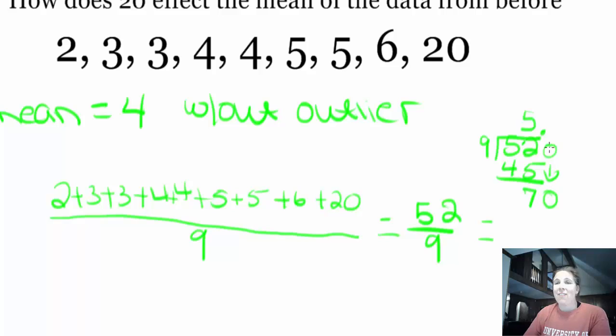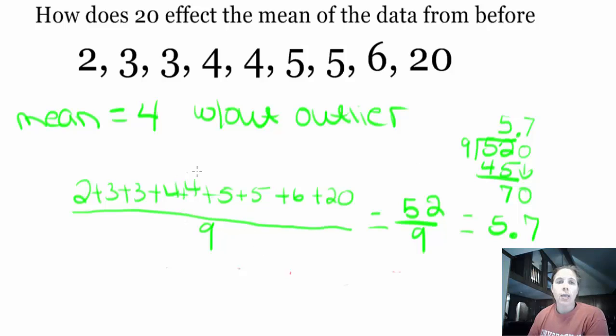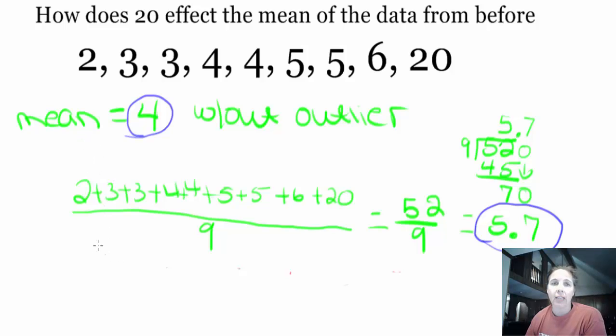So 9 goes into 70. 9 and 7 is 63. Okay, so 5.7. We'll just round it there. So we'll say it's about 5.7. The original question was, how does 20 affect the mean of the data from before? Well, it affects it. Okay, so the mean of our first one without the outlier was 4. The mean with the outlier is 5.7. So how does 20 affect the mean?